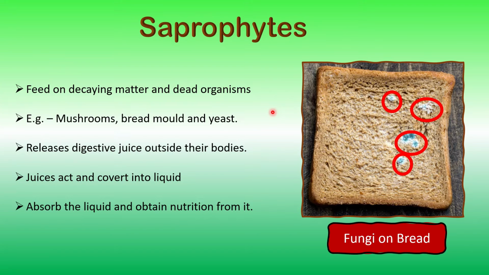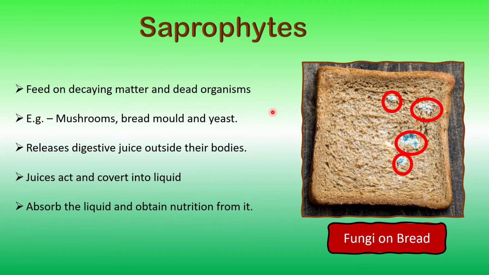The saprophytes release digestive juices outside their bodies. These juices act on the organic matter and convert it into a soluble form through which the saprophytes can absorb and gain nutrition from it.